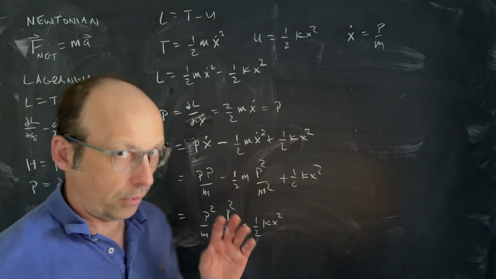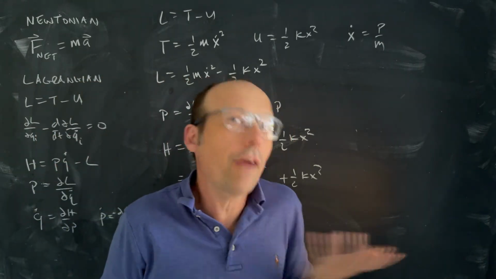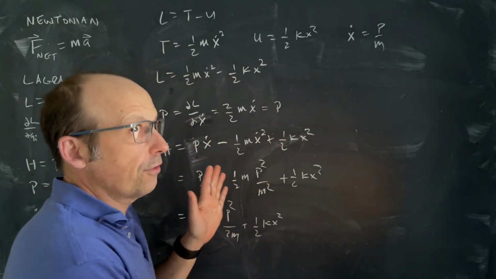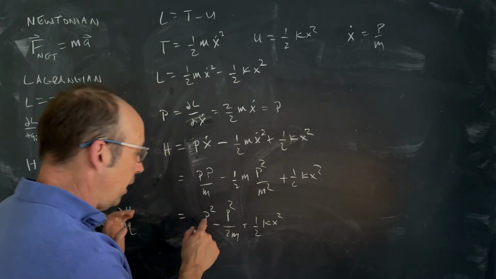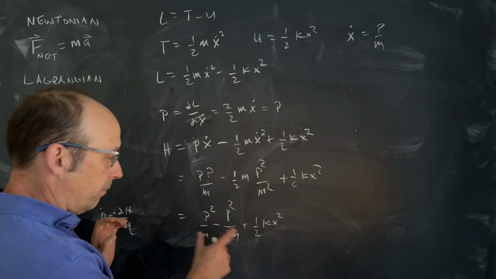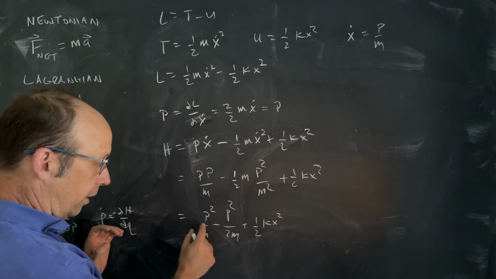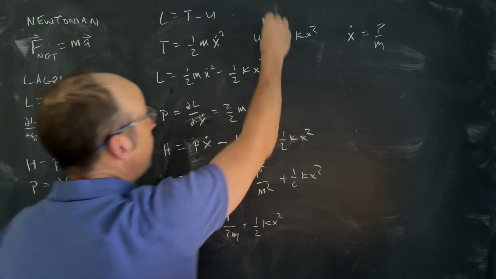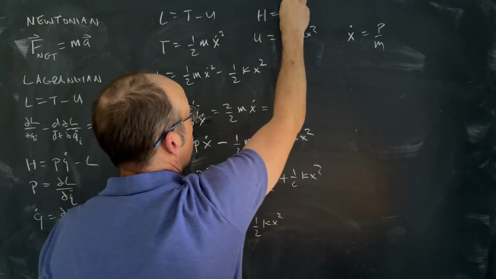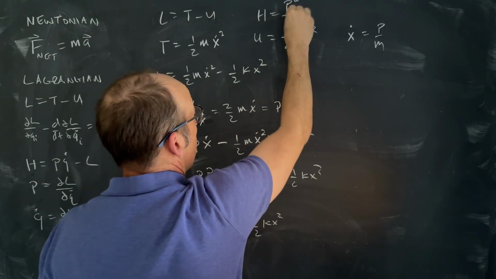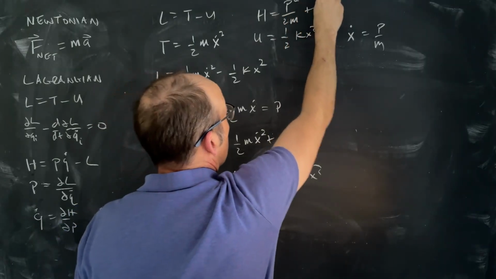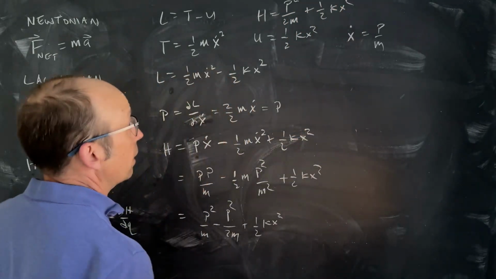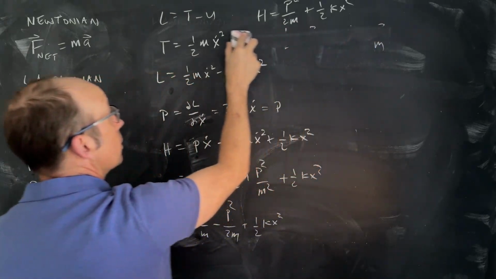I know I'm doing a lot of work, but I'm trying to do everything. I'm not skipping any steps, okay? You could do a lot of this just by inspection. So right here, I get p squared over 2m. This whole thing is p squared over 2m, right? Because I have 1 minus 1/2, and then 1/2 kx squared. So I have my Hamiltonian. It's going to be p squared over 2m plus 1/2 kx squared. And I can erase that other stuff because I don't really need it anymore.